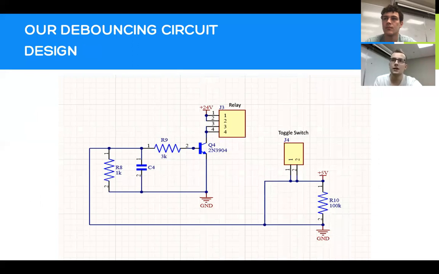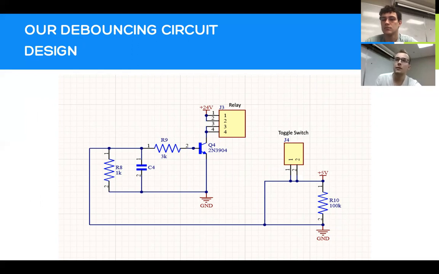The circuit design that we chose is shown. It is the simplest version of the circuit we could build with the least number of components. It consists of 3 different resistors, a 0.1 microfarad capacitor, and a normal 3904 transistor, as well as the toggle switch and a relay for each motor.